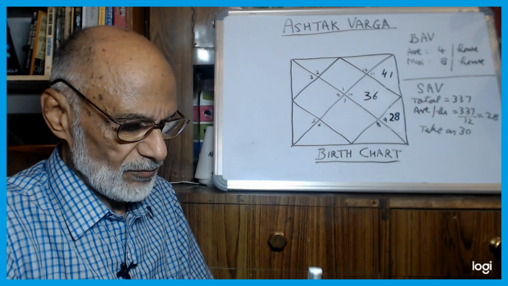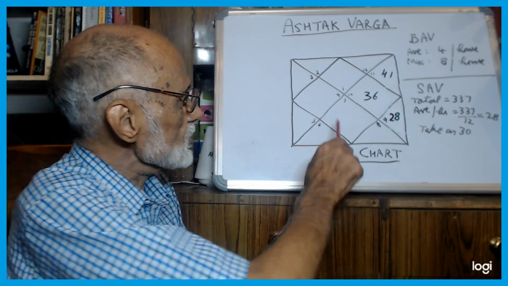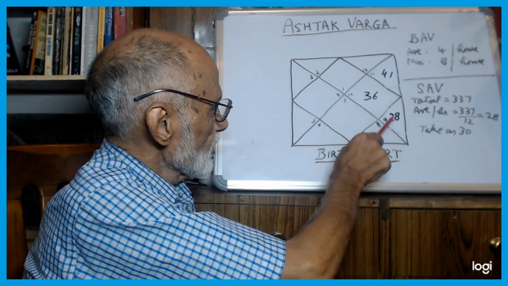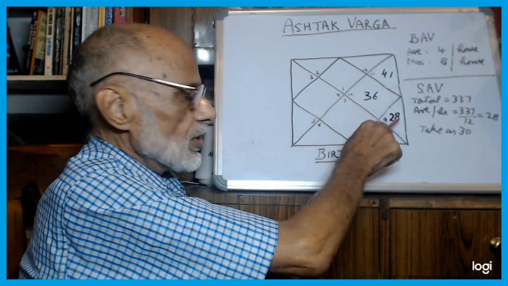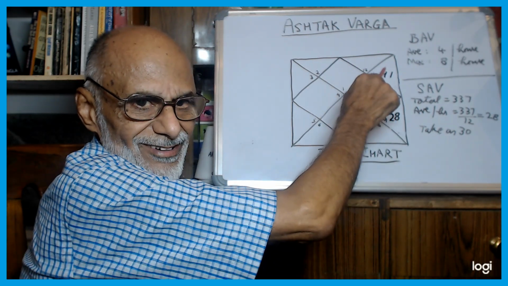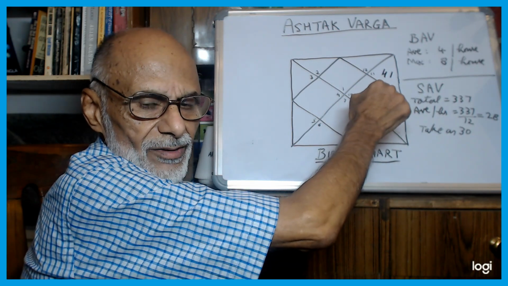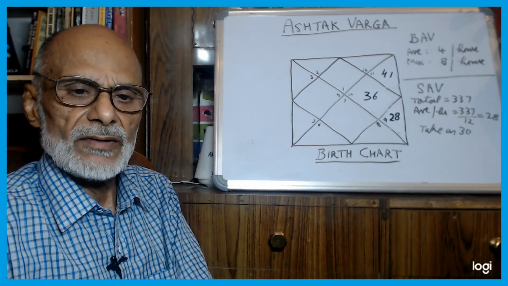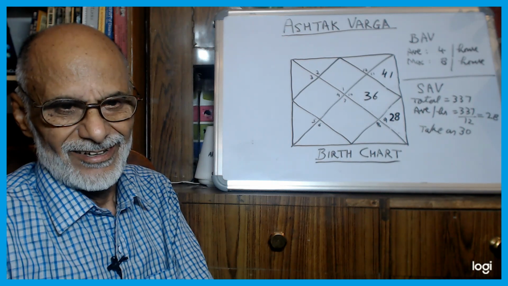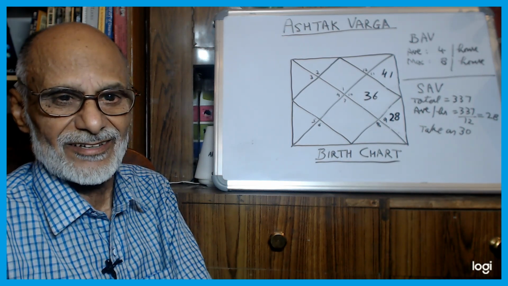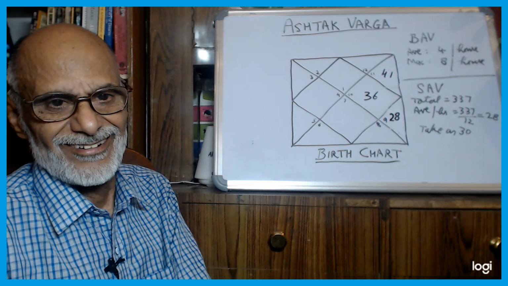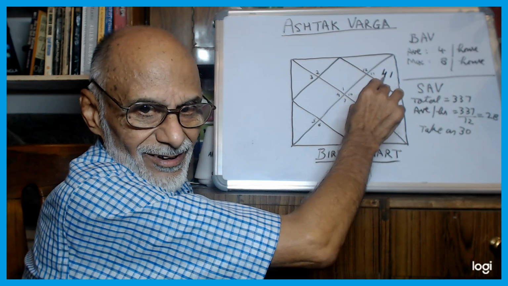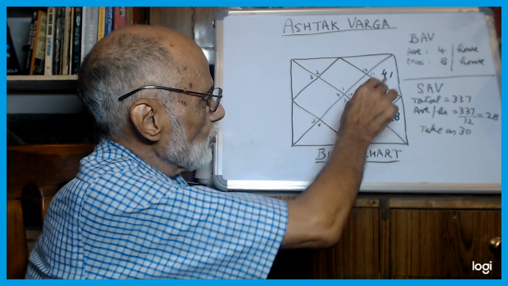Now I am considering a few charts of known people. In this chart the SAV points in the 9th house are 28, then 36 and 41. So it is in progressive order, meaning increasing order. And in career, by being progressive, we mean that the native gradually rises in status, in performance, in success, achieves more and more success, recognition, fame in one's career. Now these points are in a progressive mode: more points here than in this house, more here than in this house.